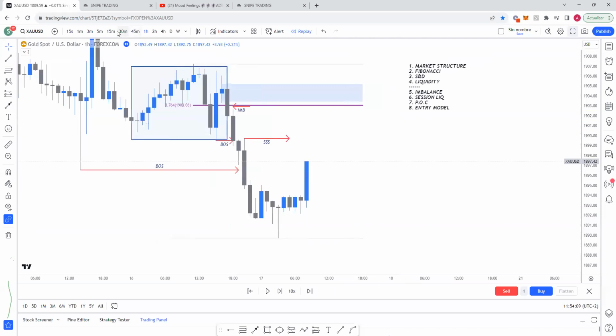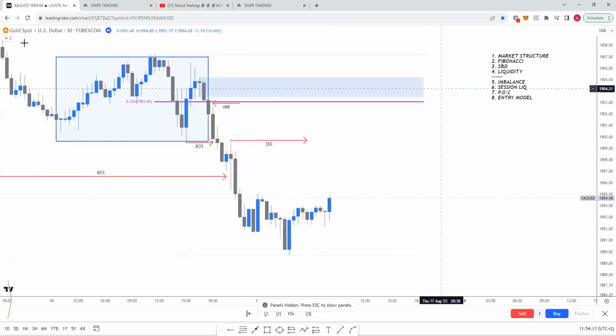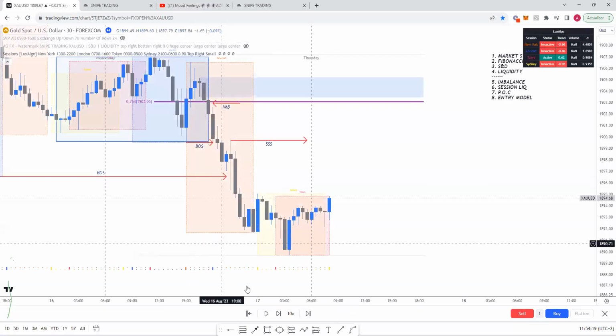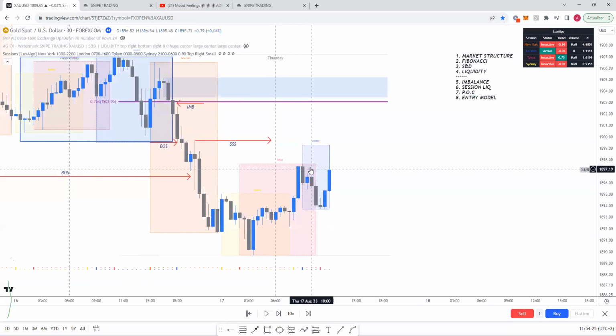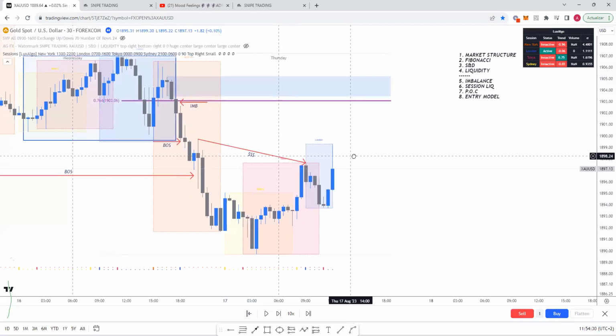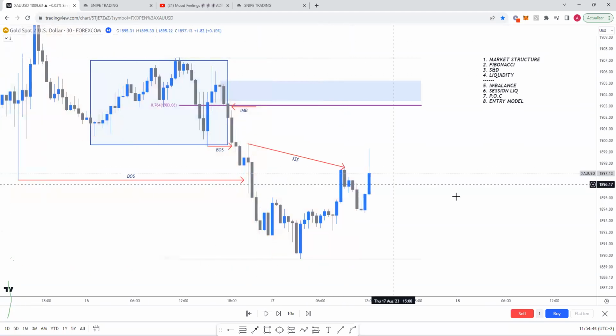Then session liquidity. We did have session liquidity, you will see now. If we skip forward, at this point we have the Asian high. So we do have session liquidity as well. This is the Asian high, so we're looking for a sell once price takes out this high. So in this case, we have 1, 2, 3, 4, 5, 6 confluences.